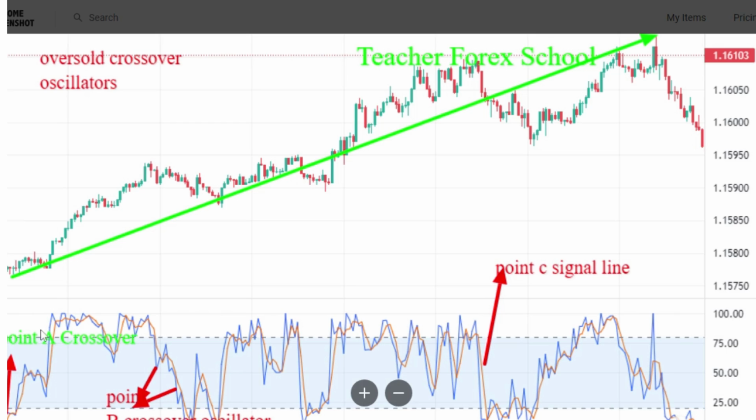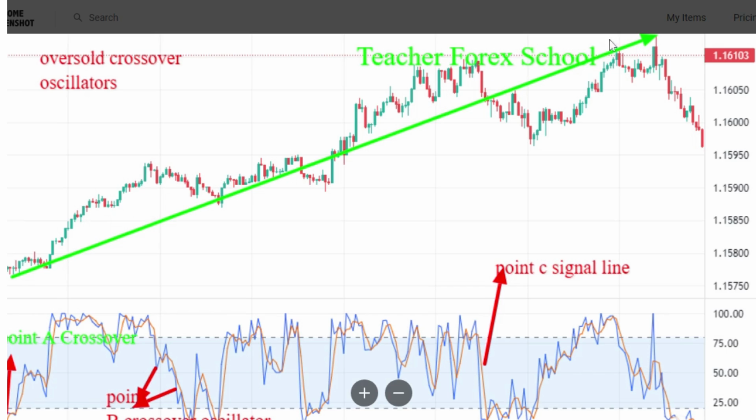This will signal the trader to open a long position since the market will start to move upwards. As you can see from our diagram, the market is starting to move upwards.